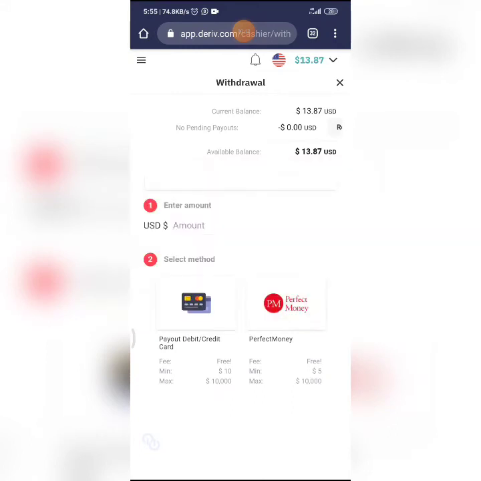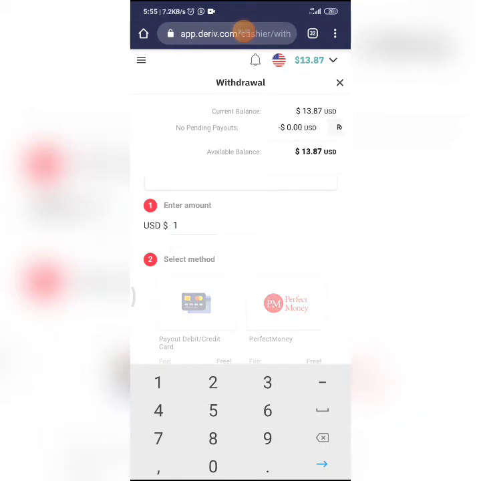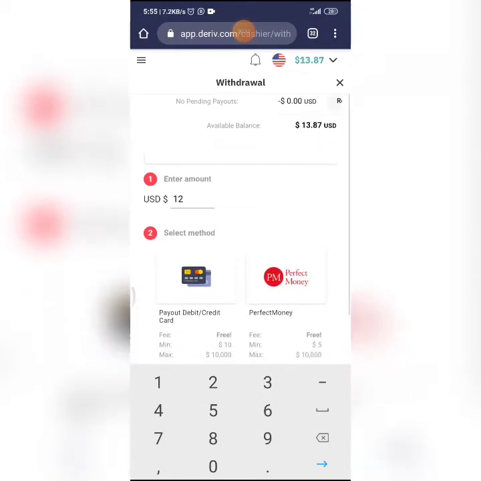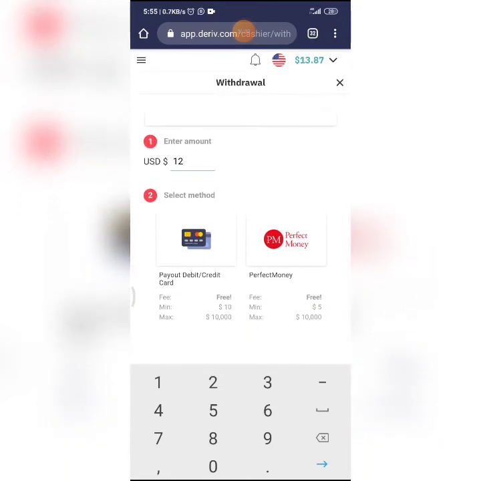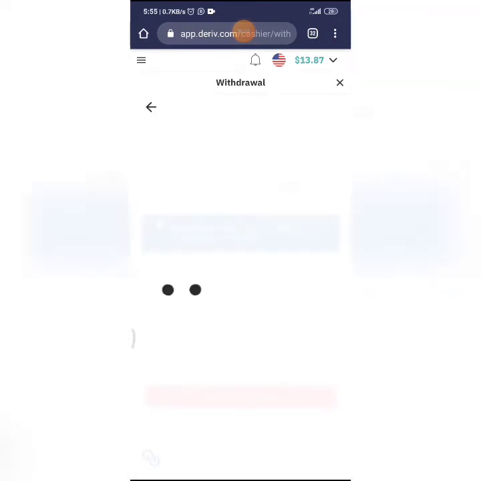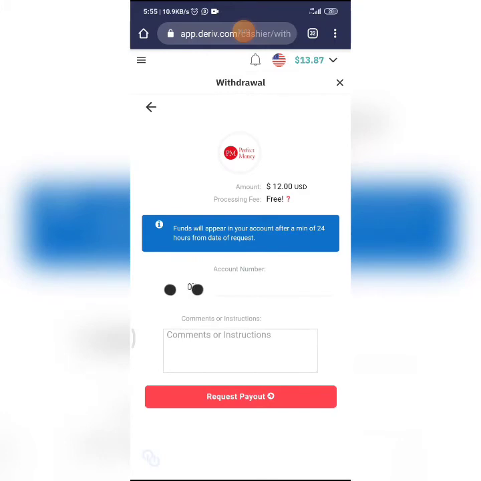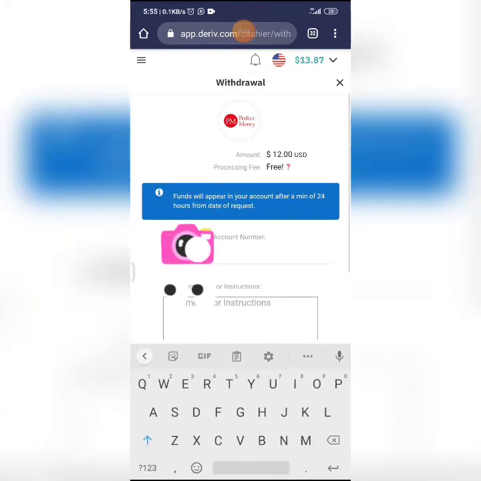So what I'm going to do right now is take out 10, or let's just take out $12 and leave $1 there. Okay, so I'll click on take 12 and I select Perfect Money. That's my preferred choice, and that's it. Don't copy my account number, guys. You can't use it, so that I don't get blocked.